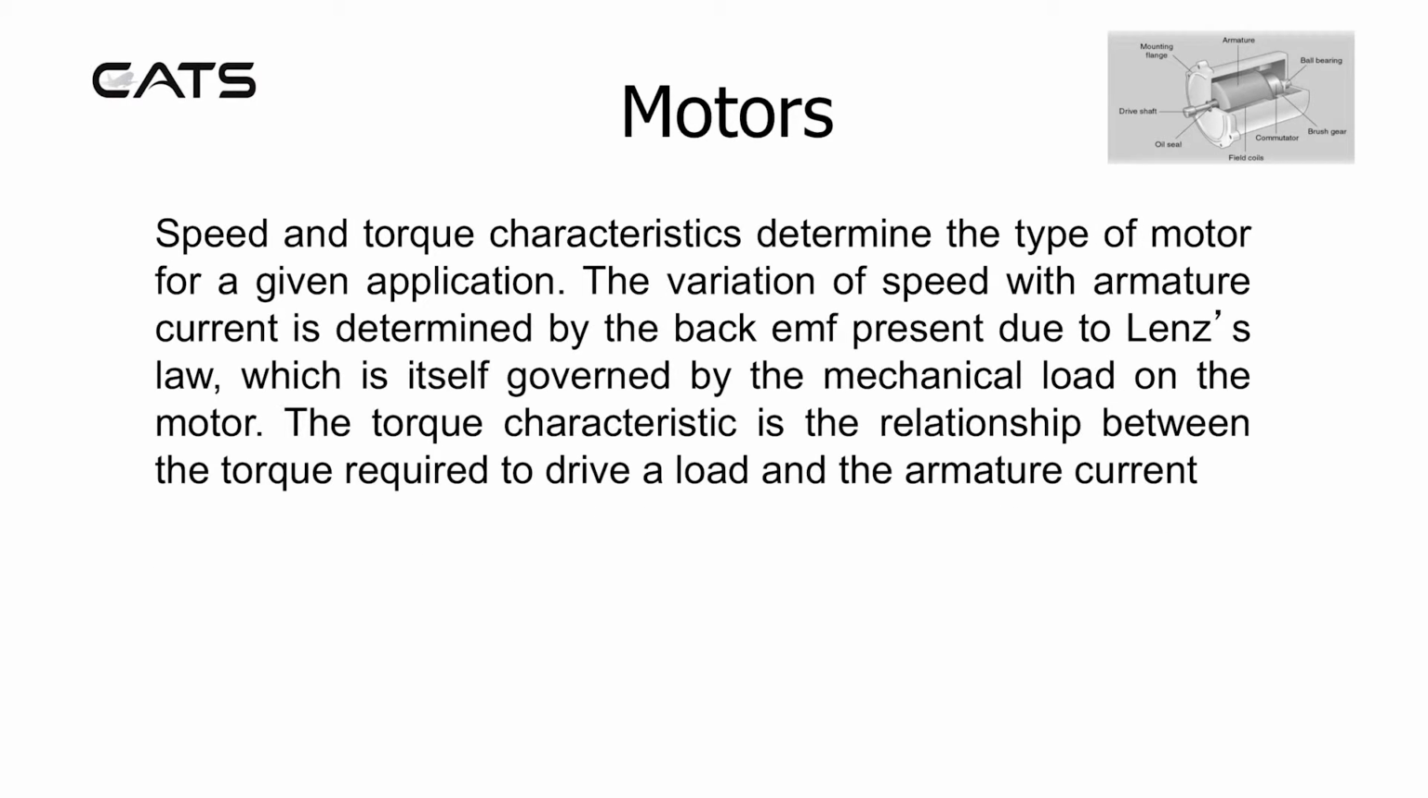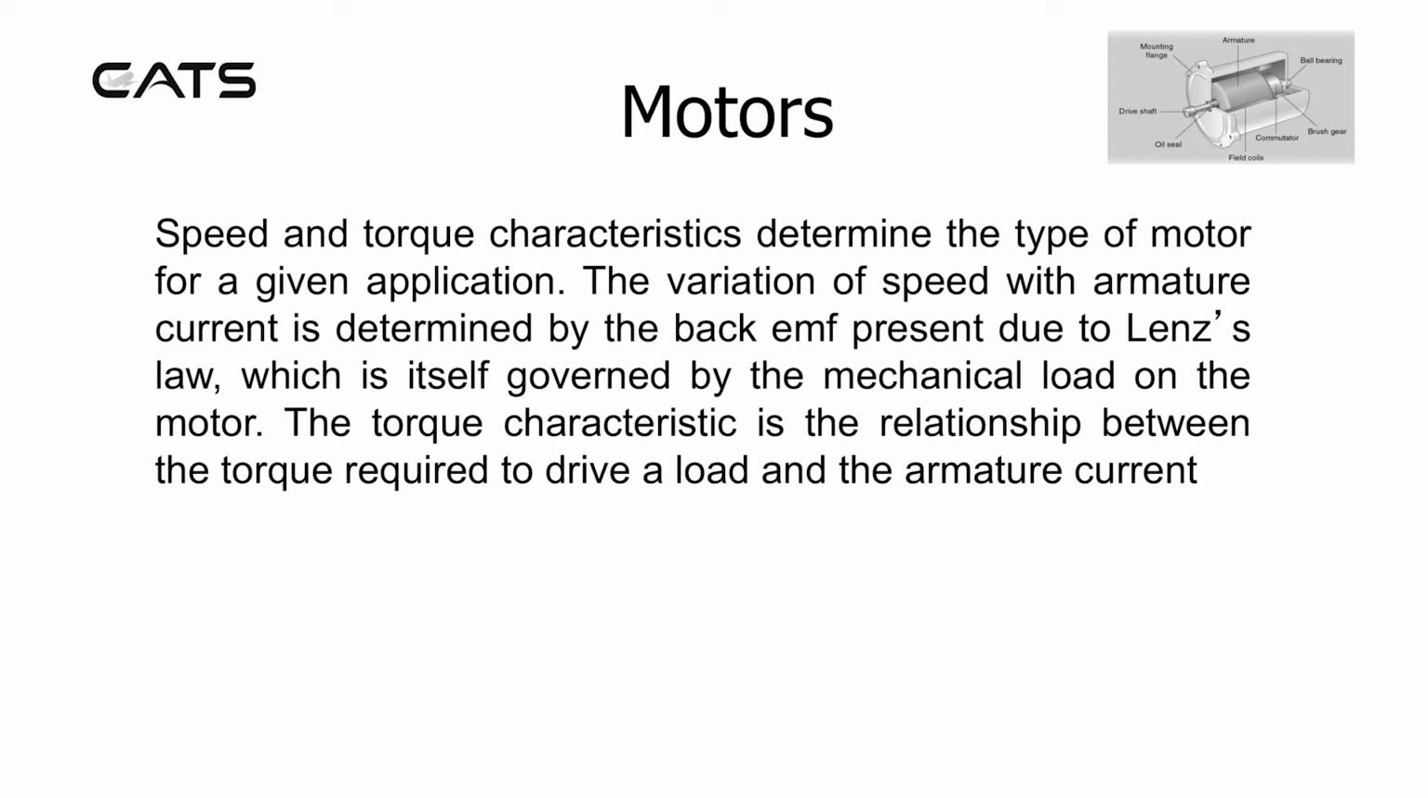Speed and torque characteristics determine the type of motor for a given application. The variation of speed with armature current is determined by the back EMF present due to Lenz's law, which is itself governed by the mechanical load on the motor. The torque characteristic is the relationship between the torque required to drive a load and the armature current.